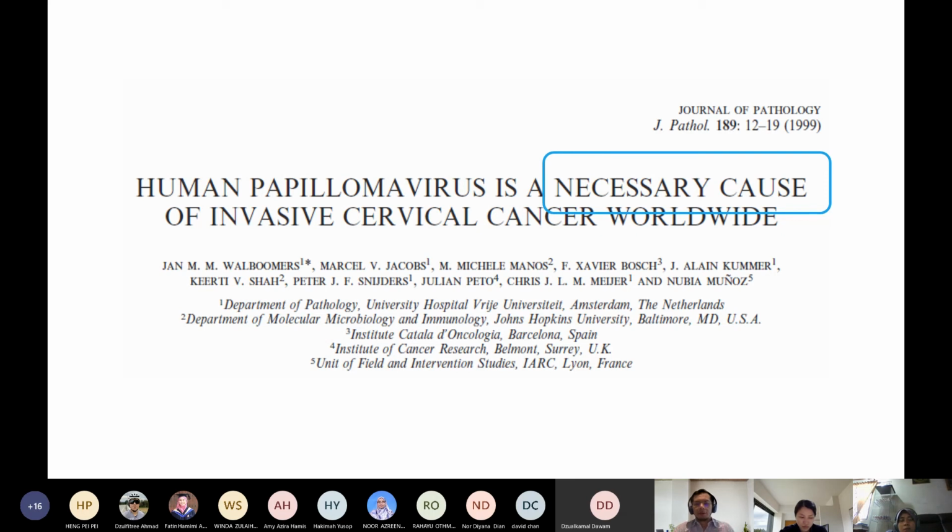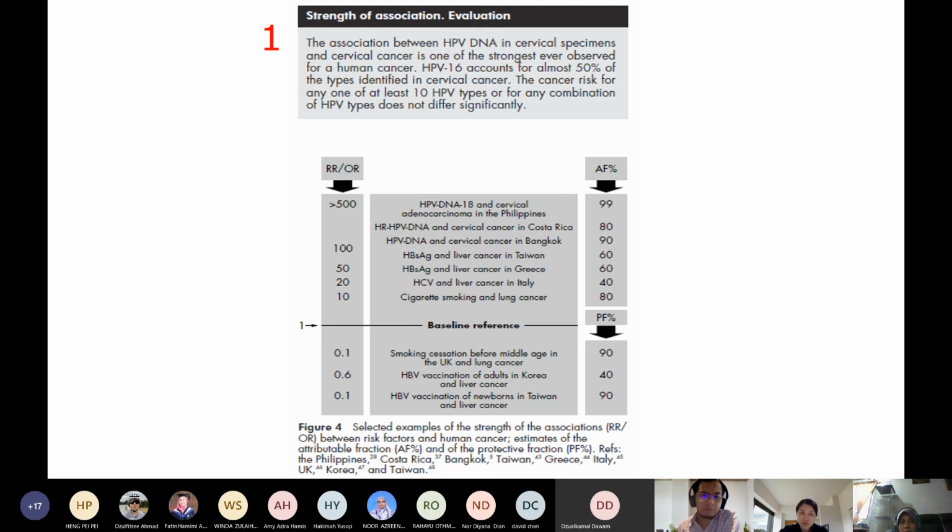So because of all this study, kita nampak ni 1999, HPV vaccine around 2005-2006 kan. So they start the introduction of vaccine. So it is a necessary cause of invasive cervical cancer worldwide. So they publish this paper. You can look for this paper according to his criteria. Example, dia blur sikit. You can see. Number one, okay, strength of association.